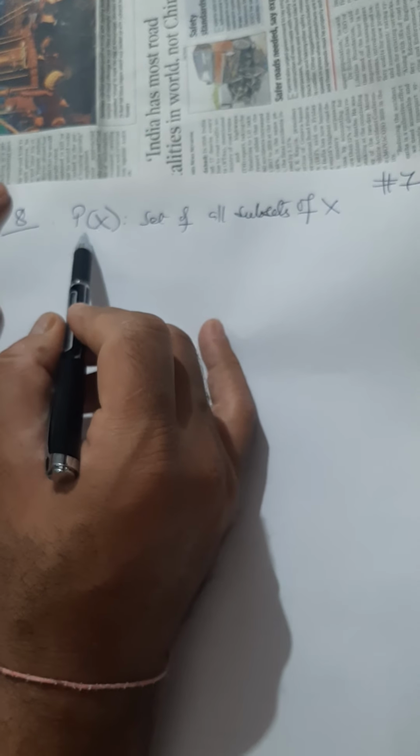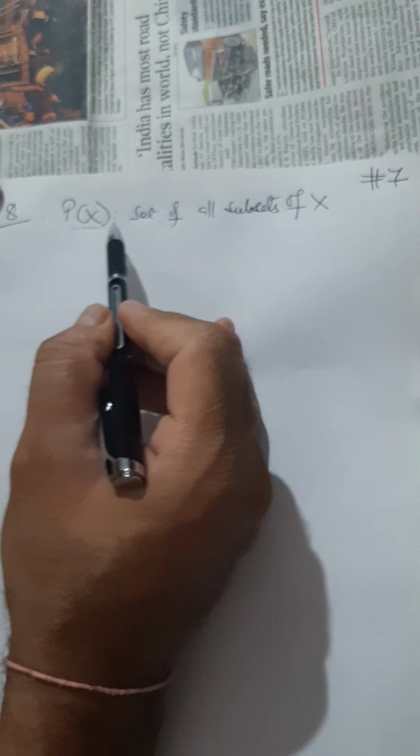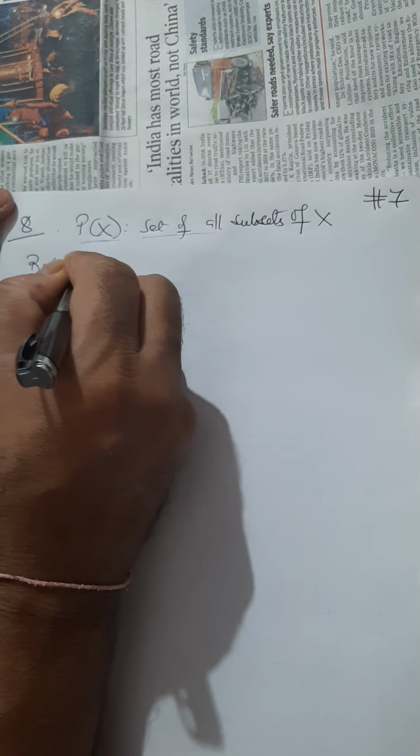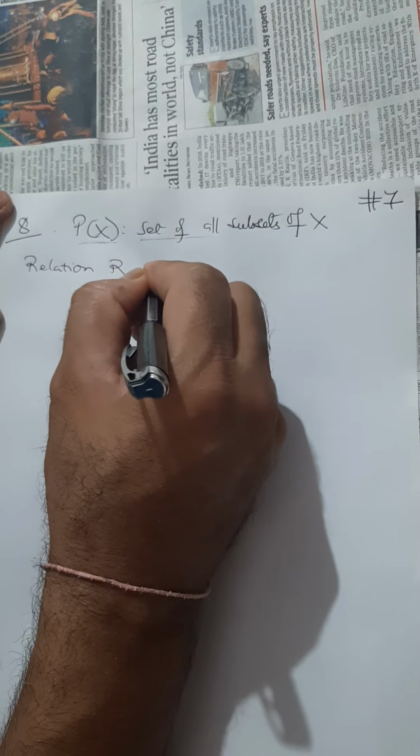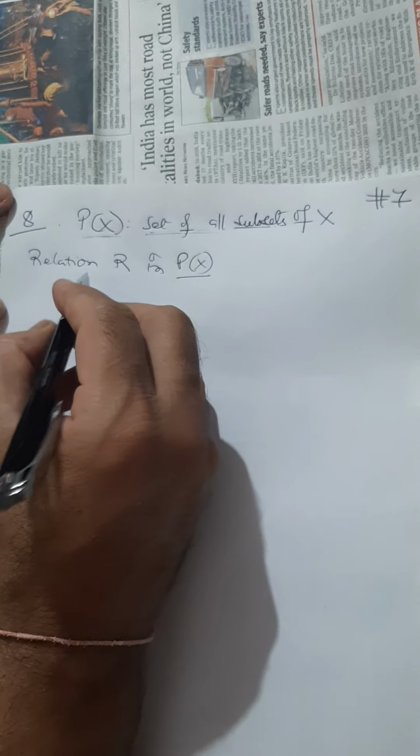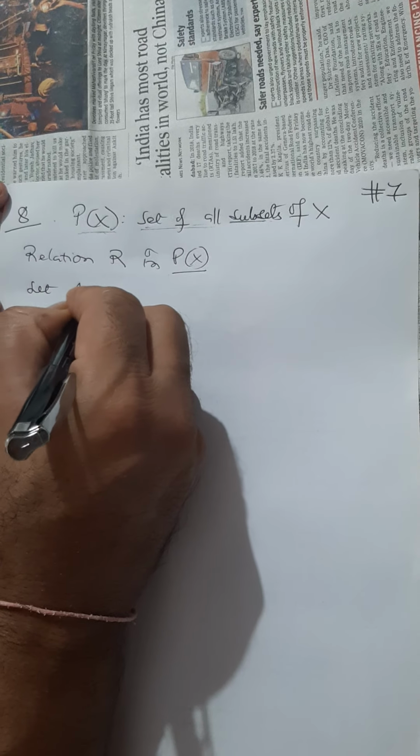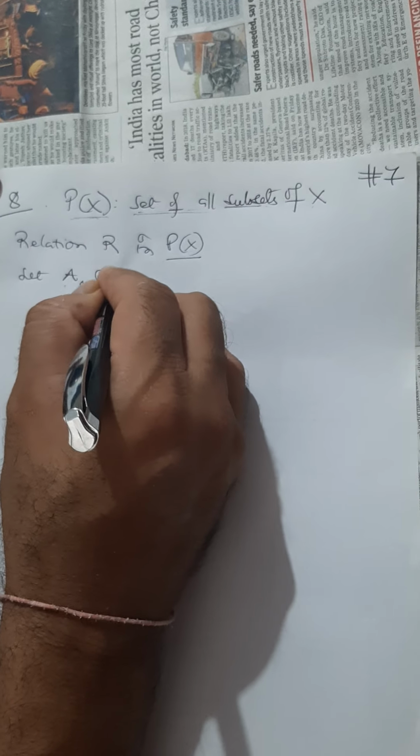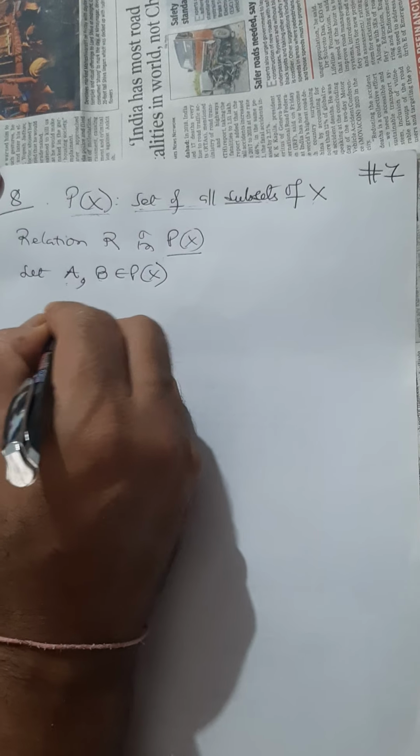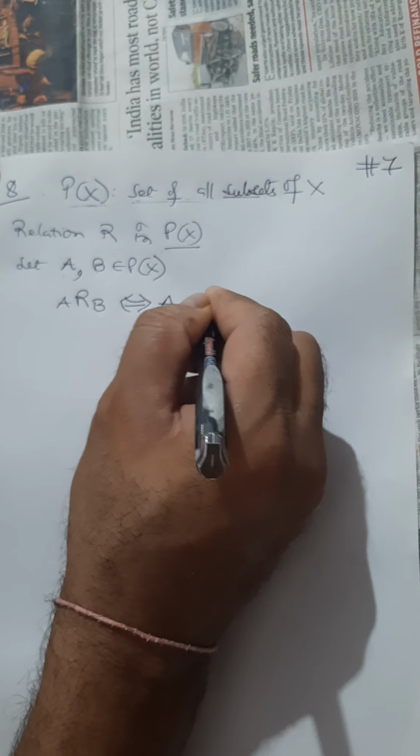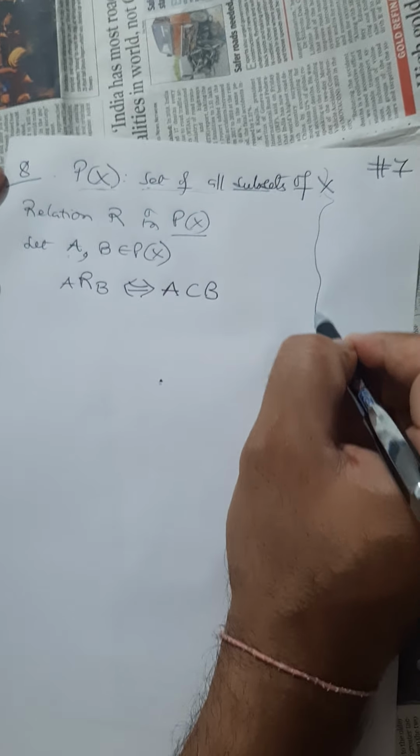So in the 8th question, you are given one set here, P of x. It is the set of all subsets of x, if you remember, the standard power set from class 11. A relation R in P of x. So here the members are subsets of x. So we take two members. Let's take A and B. These are subsets of x, remember, which are in fact sets. Let A and B be two members of P of x. And this is given to you: A is related to B if and only if A is a subset of B. This much we are given.